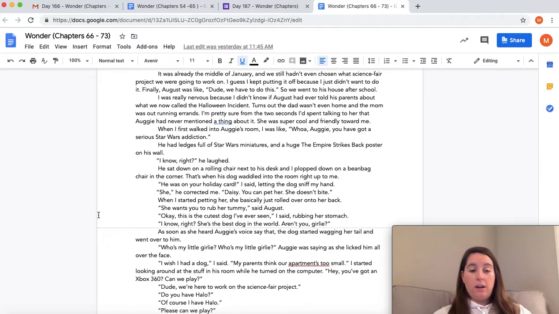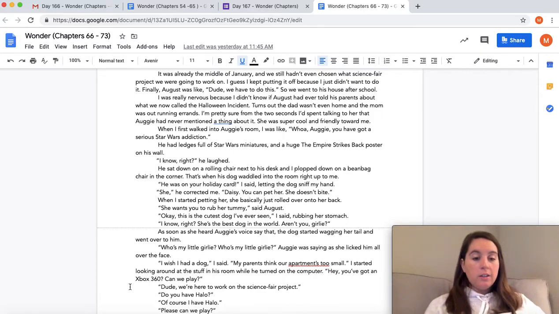"I wish I had a dog," I said. "My parents think our apartment's too small." I started looking around at all the stuff in the room when he turned on the computer. "Hey, you've got an Xbox 360? Can we play?" "Dude, we're here to work on the science fair project." "Do you have Halo?" "Of course I have Halo." "Please, can we play?"